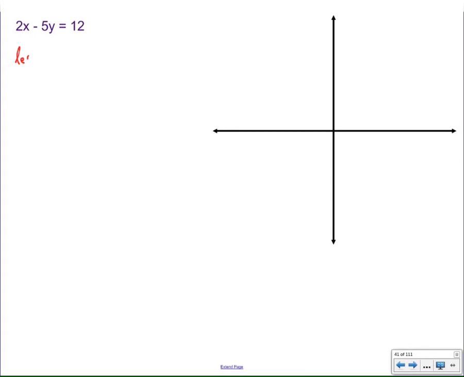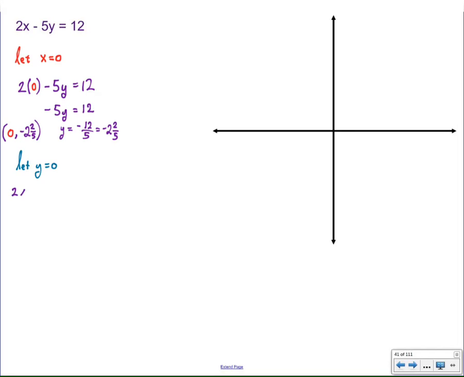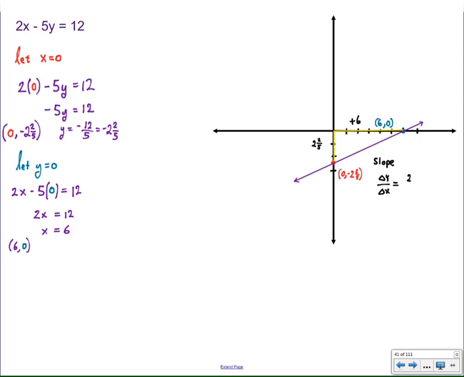Another example then: start by finding two of the easiest solutions. One when x is 0, that means y would be negative 12/5, or negative 2 2/5. And then when y equals 0, 2x would be 12, so x would be 6. Then I plot the points (6, 0) and (0, negative 2 2/5), and then I'm going to check to see that I actually have this done correctly.